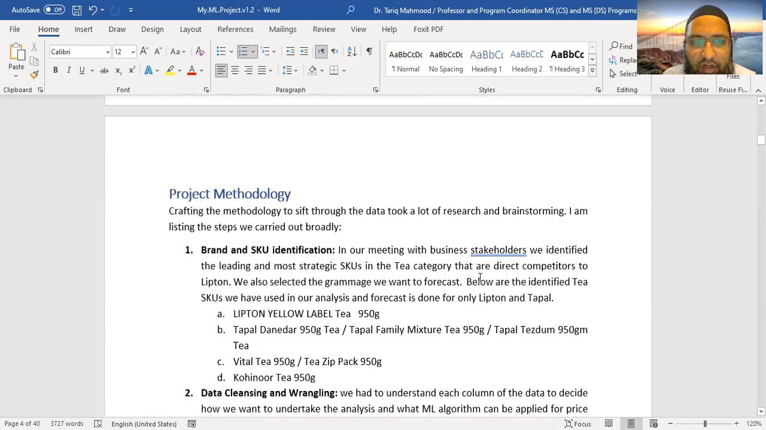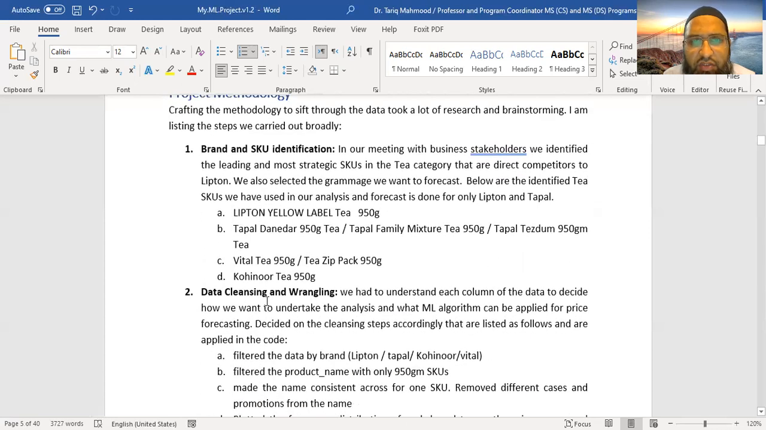So that's something related to background. And now we come to this project methodology. Crafting the methodology took a lot of research and brainstorming, obviously. So the first thing to do was to identify the brand and the SKU.